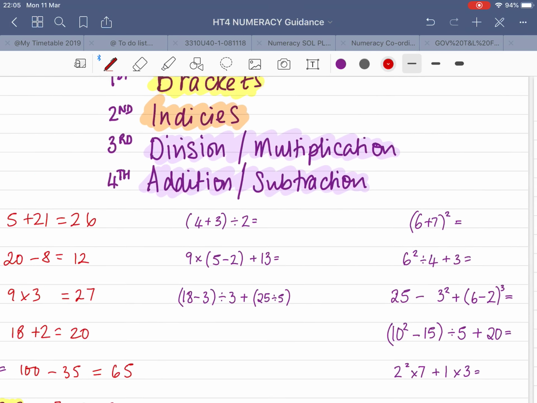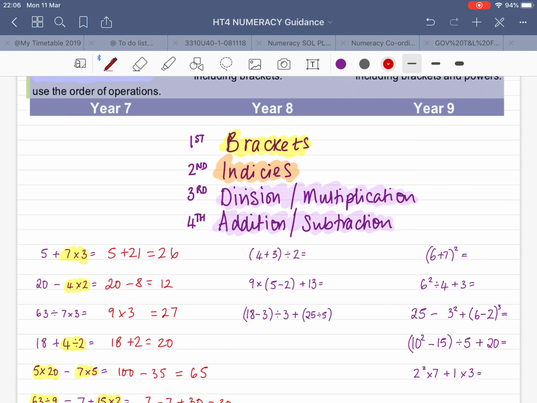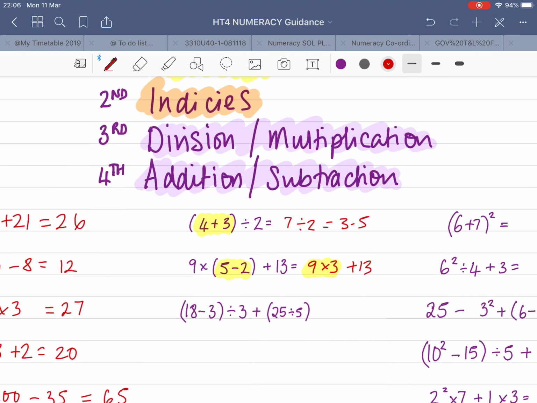The introduction of brackets supersedes the rule for the third line and the fourth line of BIDMAS. So as soon as I see a bracket, that has to be completed first. Even though it's an addition, the bracket takes priority. So 7 divided by 2, 3.5. So starting with the bracket, 5 take away 2 gives me 3. 9 multiplied by 3 plus 13. The multiplication is now the most important part. So 9 threes are 27 plus 13, which gives us 40.